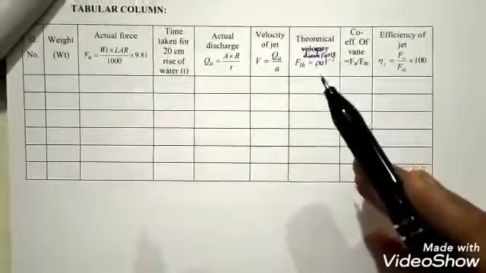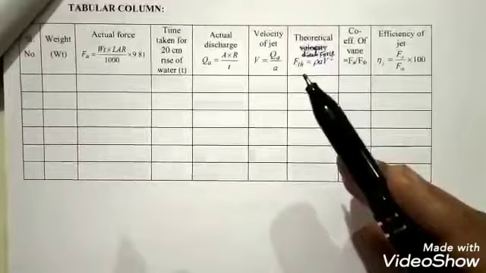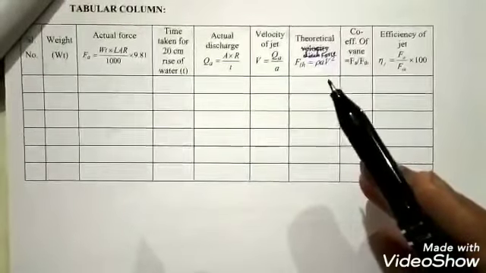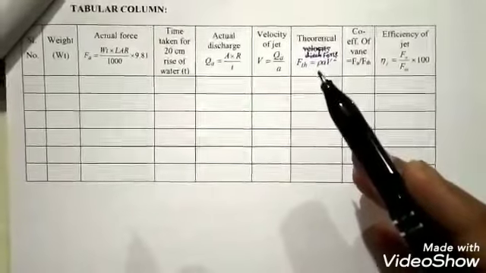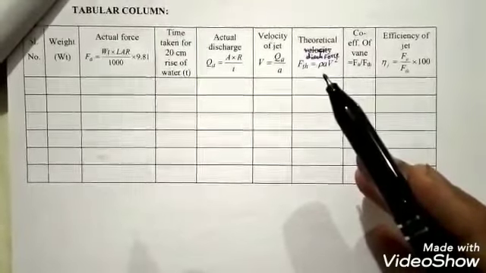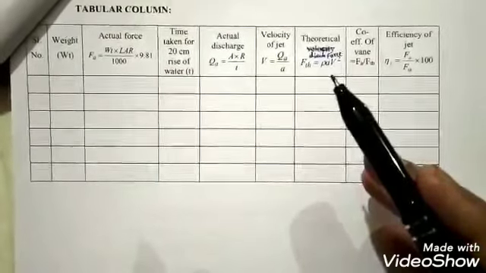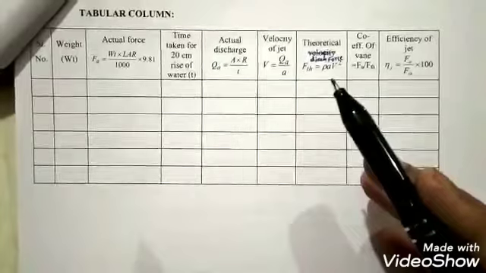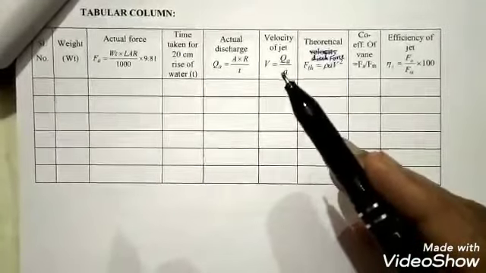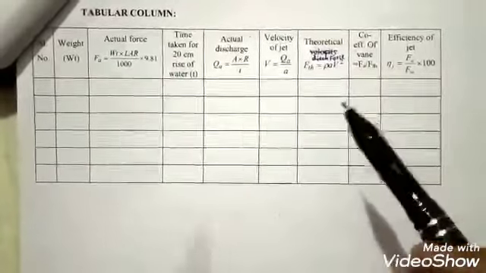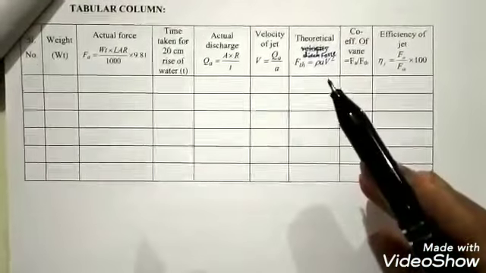The next column is regarding the theoretical force. Okay. So theoretical force, F theoretical, is nothing but rho A into V square. This equation is regarding the flat vane. Here rho represents the density of the water, that is 1000 kg per meter cube, and A represents the area of the jet. So you can have that value in the observation. And V, the velocity of the jet, we have calculated in the previous column. So you can substitute the values here.